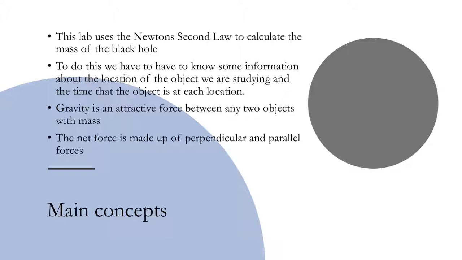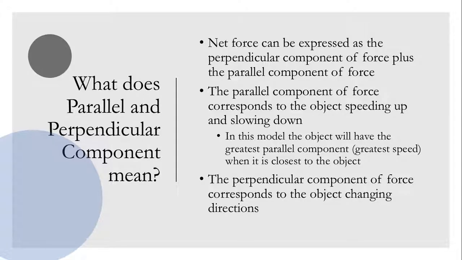use in this lab. The net force is made up of perpendicular and parallel components of force. What does it mean for a force to have a parallel and perpendicular component? Net force can be expressed as perpendicular component plus the parallel component of force. The parallel component corresponds to the object speeding up and slowing down, and it is in the tangential direction of the object's motion, meaning it's in the direction of an object's motion.